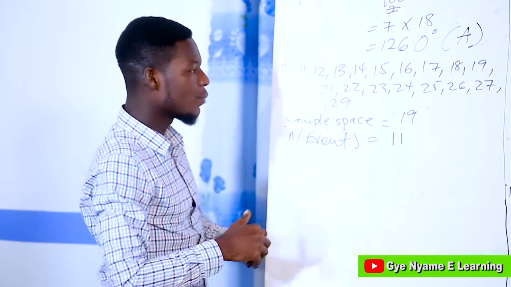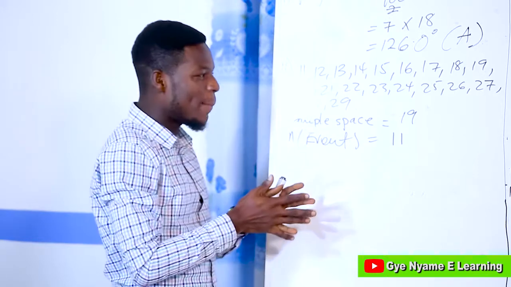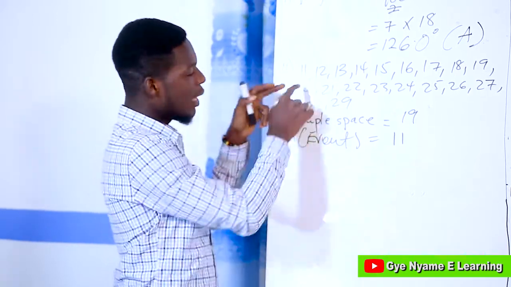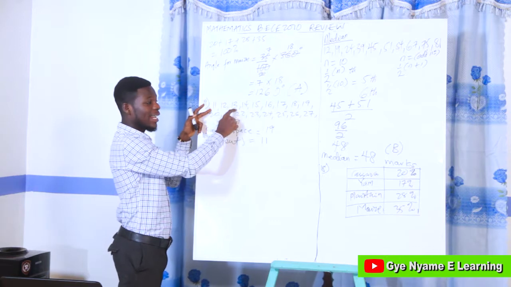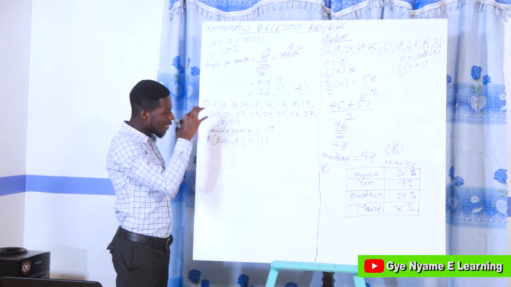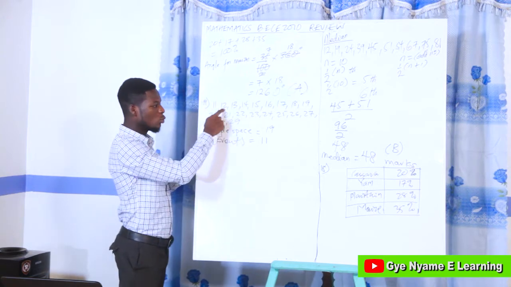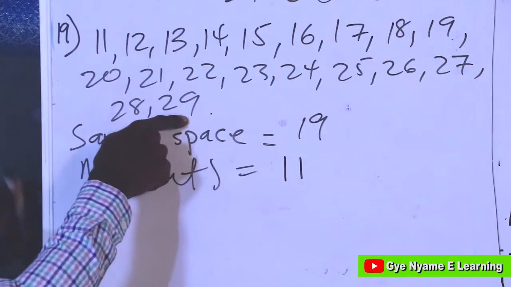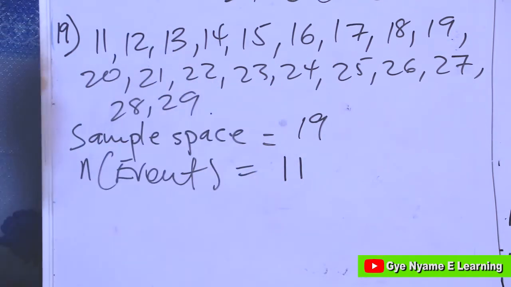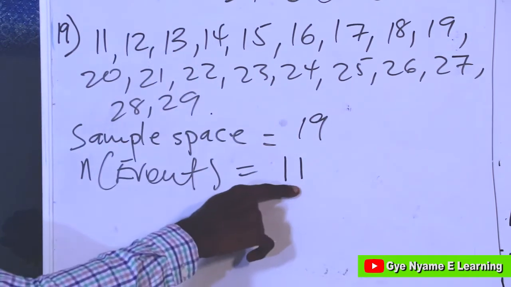I take it again. The event is to select a number that has the digit 2. 11 has no 2. 13 has no 2. So you select the numbers that have 2 as part of it. So 12 has 2. From 20 to 29 also has 2. That will give you a total of 11. So 11 is your number of events.